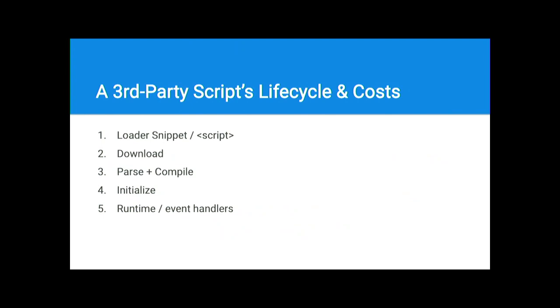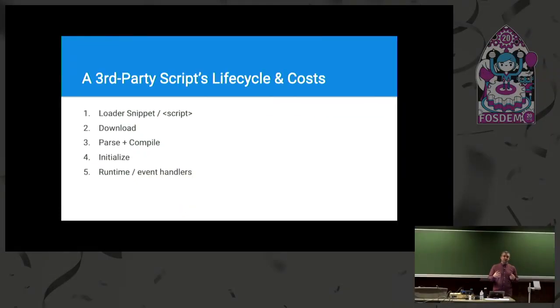So what we decided to do with our audit of our own code was kind of break up the life cycle of our script into 5 main phases. So first, you have your loader snippet, or how the script gets on the page. Maybe you include this in your JavaScript bundle. Maybe you load it via Tag Manager. But the browser needs to know to load your script in the first place.